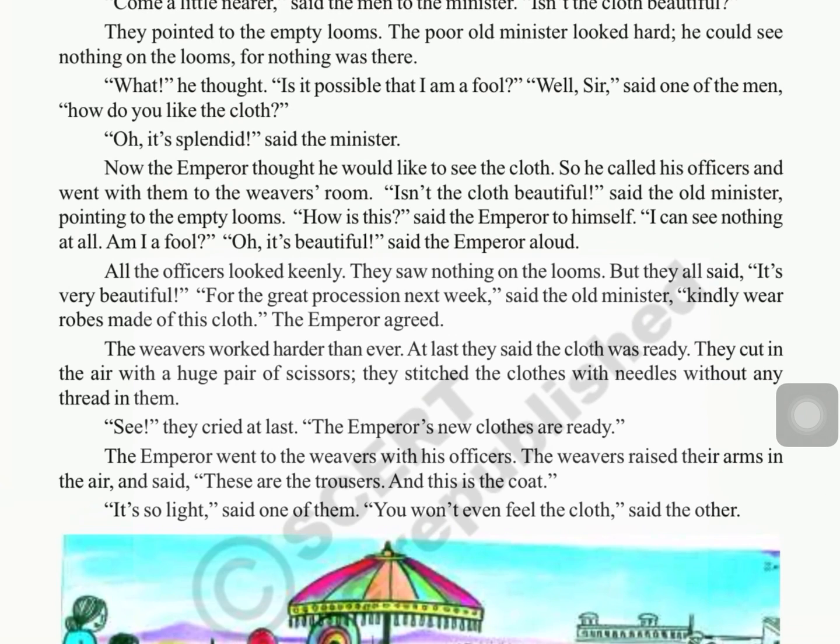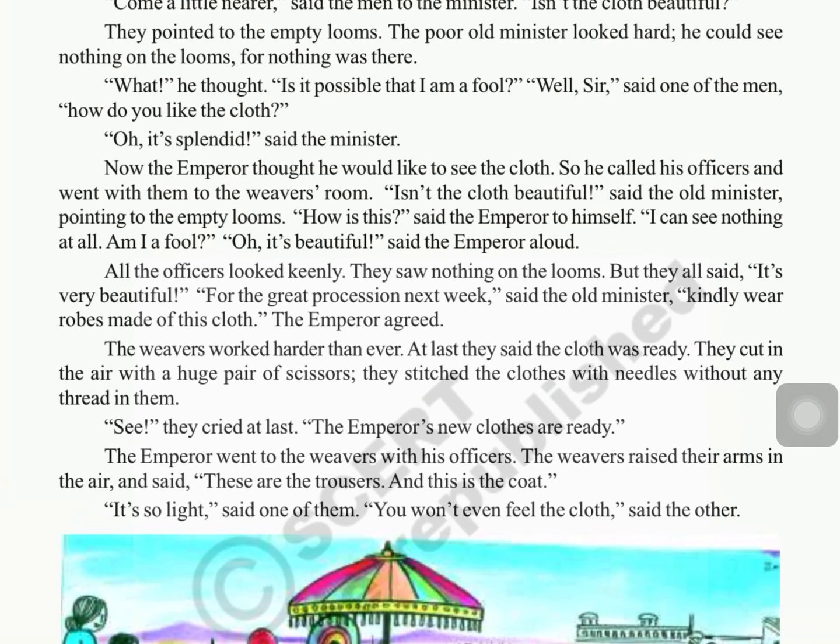What happened? Even the emperor wanted to see how the cloth was. So he called some of the officers and went along with them. "Isn't the cloth beautiful?" said the old minister. "See how beautiful the cloth is," pointing to the empty looms. "How is this?" said the emperor to himself. The emperor also questioned and answered himself.